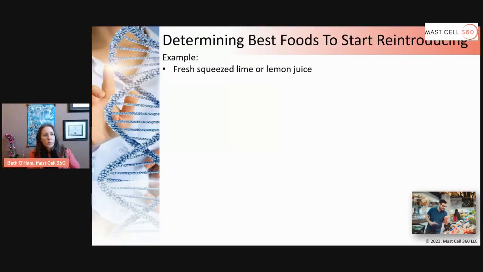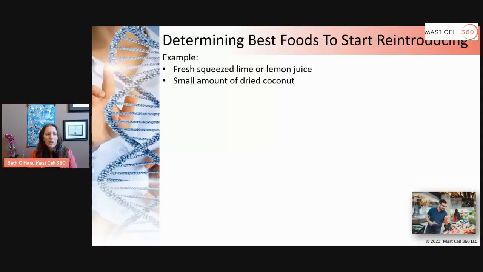Here are some other examples. If you've not added in lemon or lime, you could try some lemon or lime. A lot of people who have histamine intolerance are fine with these. And some people, though, are extremely sensitive to those. For some reason, I was always able to do a splash of lemon or lime. You can do a small amount of dried coconut.